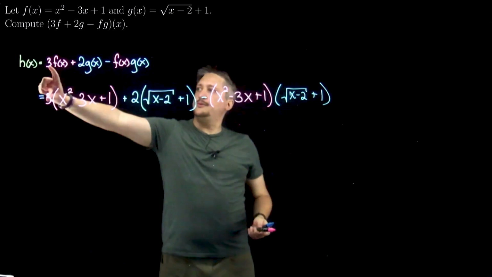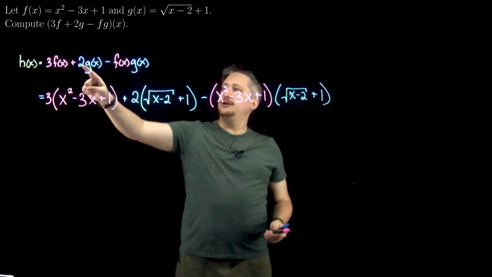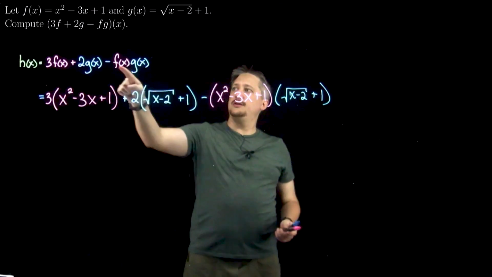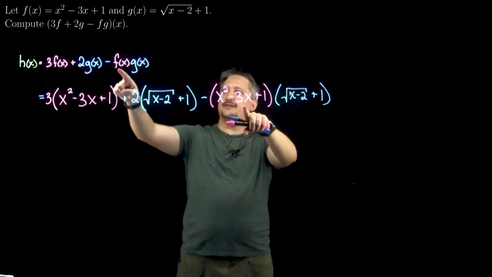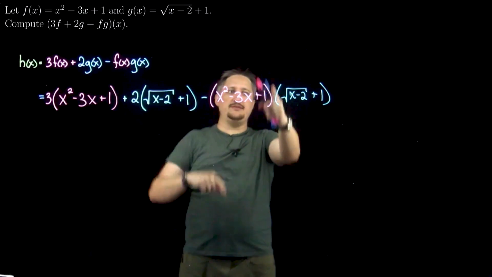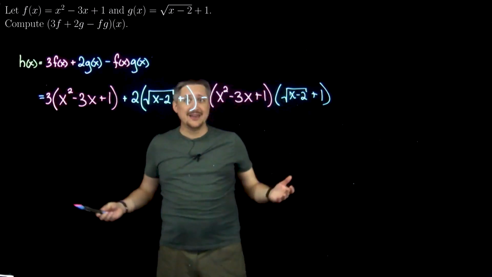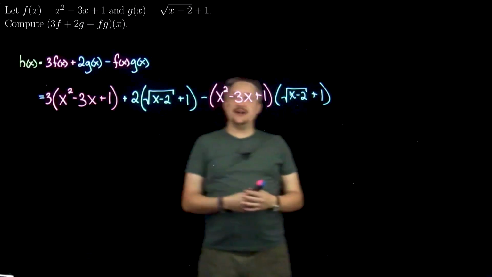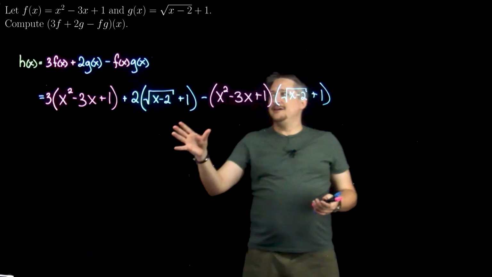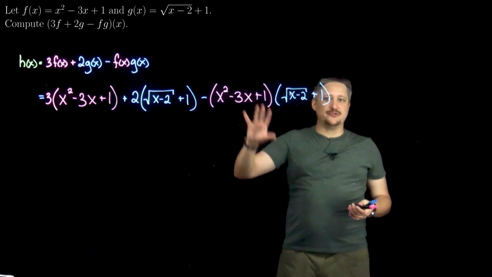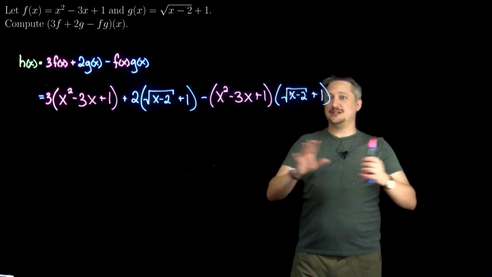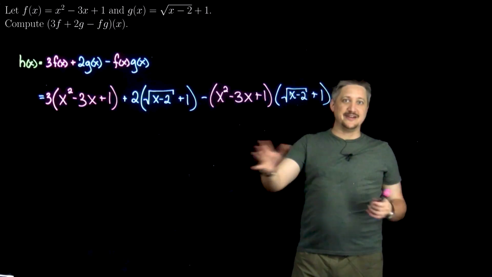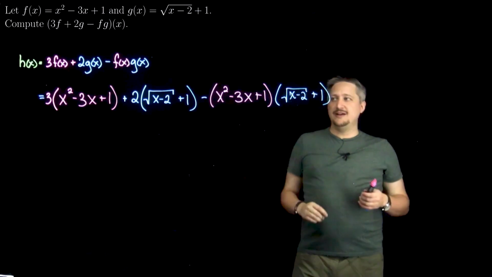And that's it, right? So I did 3 times f plus 2 times g minus, and always remember parentheses are key here, minus f times g. Multiplied the 2. And that's all there is to it. I could try to expand all this out and combine like terms or simplify. But again, the question doesn't ask me to do that. It just says, compute this thing. I've computed this thing. I'm good, right?